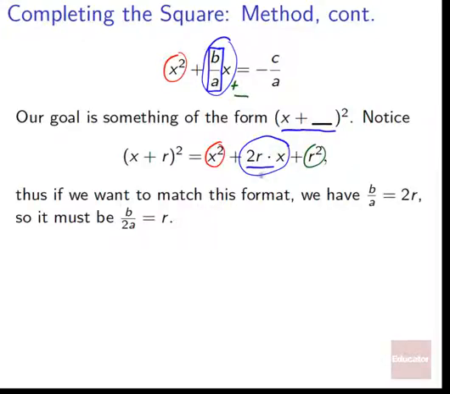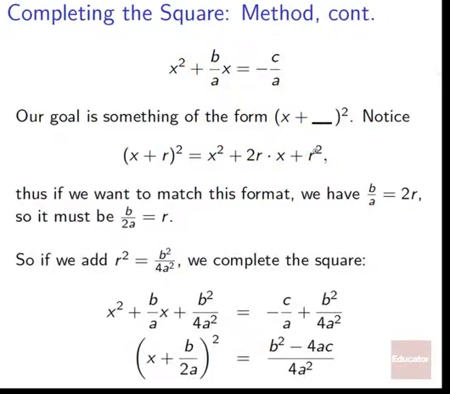So if 2r is the same thing as b over a, if b over a equals 2r, then that means b over 2a equals r. So now with that in mind, we know what we want to introduce is r squared. b over 2a equals r, so we want to add r squared, or b over 2a quantity squared, to both sides. So we add r squared equals b squared over 4a squared, and we complete the square. x squared plus b over a x plus b squared over 4a squared collapses into quantity x plus b over 2a squared.